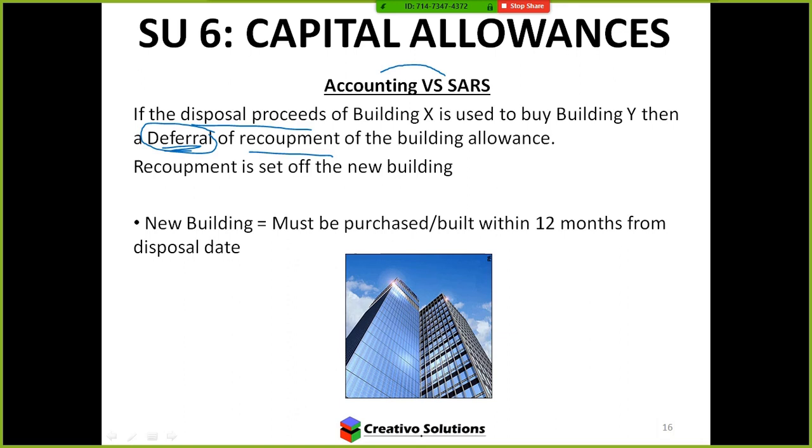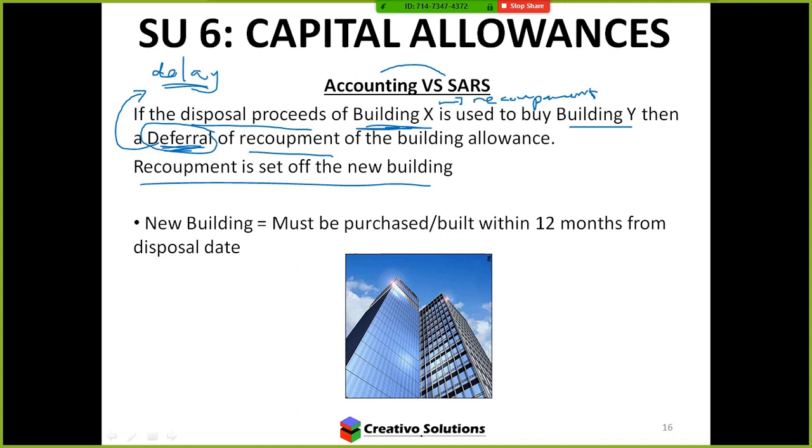No idea. To defer is to put it later or to delay. Maybe the word delay is a good synonym. Yeah, okay, to delay the recoupment of the allowance. So if you're using a disposal of building X to buy building B, well, obviously, if I'm disposing of building X, I'm going to have a possible recoupment. And if that recoupment comes up, I can defer that recoupment because I'm buying a new building. The recoupment is set off against the new building.